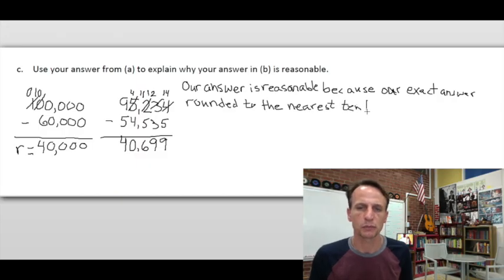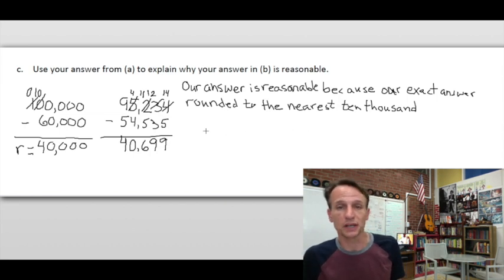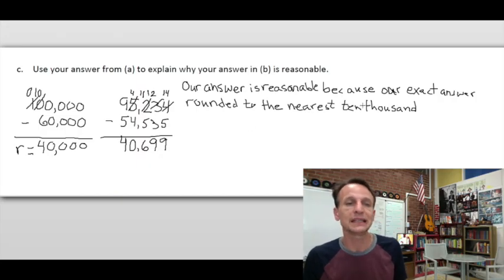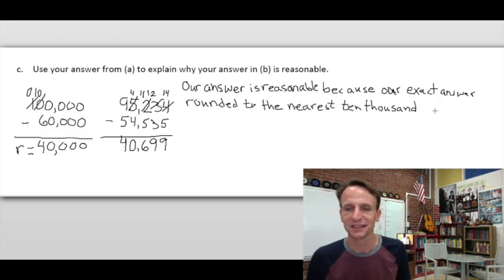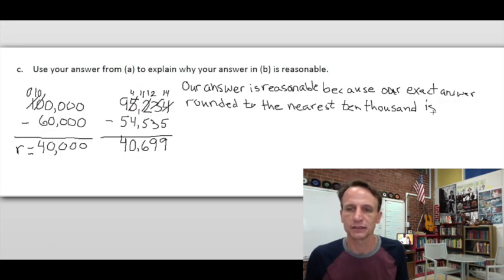Now, how does it compare to our estimate? Well, it would actually be equal, right? So if we round off our exact answer, it would be equal to our estimate. It doesn't have to be, it just has to be in the neighborhood, right? But it actually is equal to it. So our answer is reasonable because our exact answer, rounded to the nearest 10,000, is equal to our estimate.